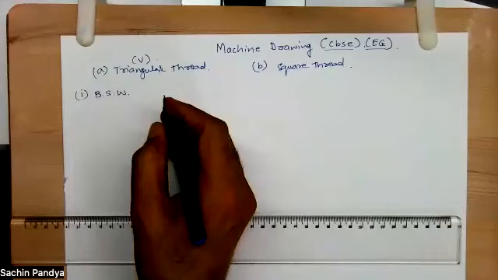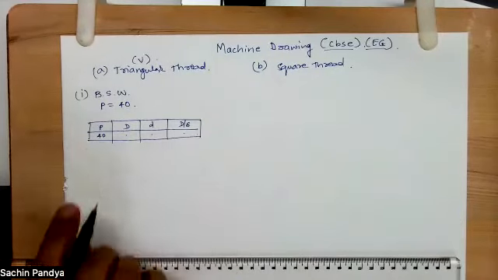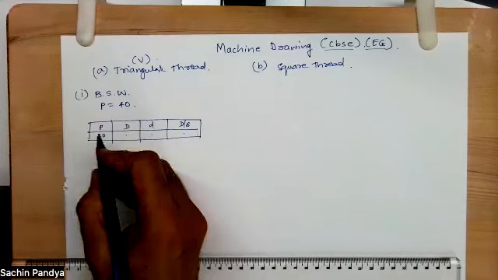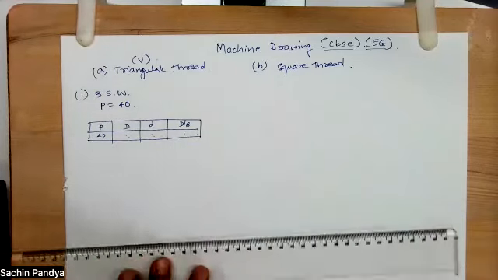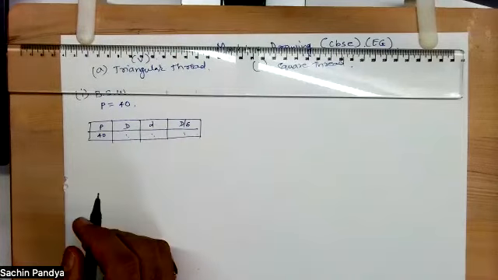So what all we need to find out? We need to find out P, D, small d, and D by 6, right? If P is 40, you find out the values of D, small d, and D by 6. Got it? So this you need to do first. First, we need to draw a table and find out these three values. I'm not doing it right now, I'll just explain to you.